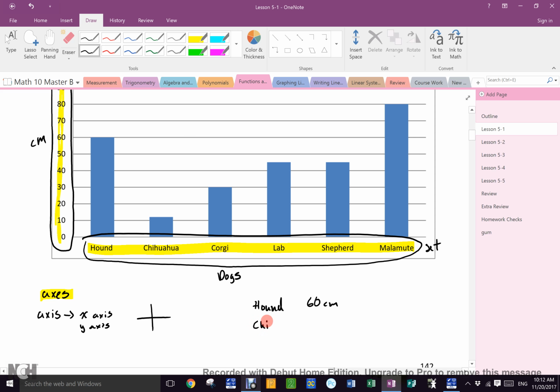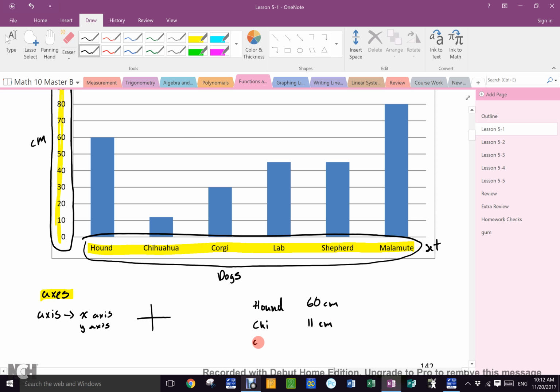Chihuahua, which shouldn't even be a dog, but whatever. We're stuck with them. How tall are they? Okay, 11 centimeters. Is it still a relation? Right? What dog's 11 centimeters tall? Chihuahua. Got it. No problem.